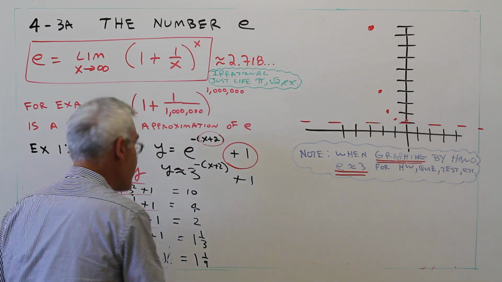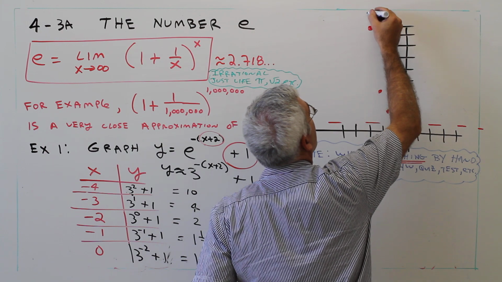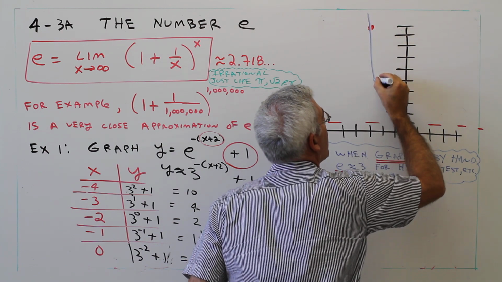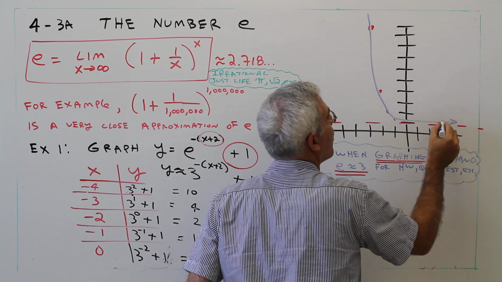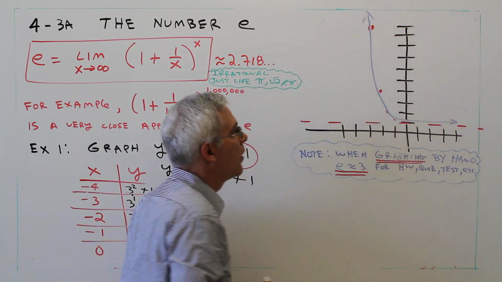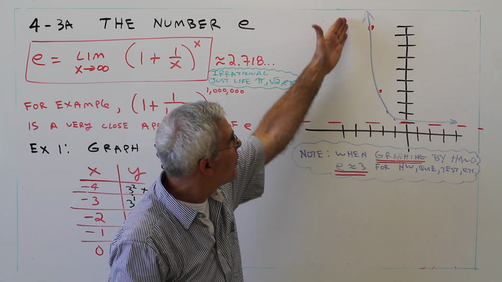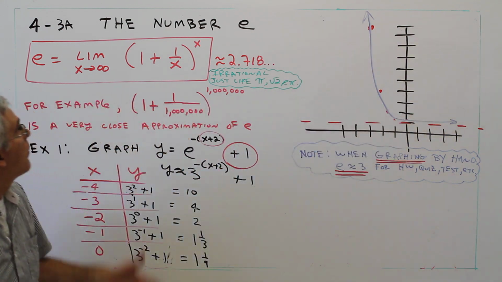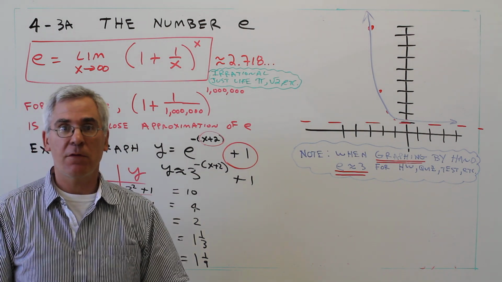And then all I'm going to do is draw a smooth curve. It's important that you dash the asymptote and you don't cross it, and you use arrows. So there you have it, the number e, and how to graph functions involving e.